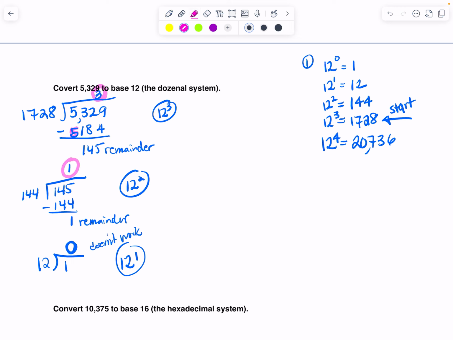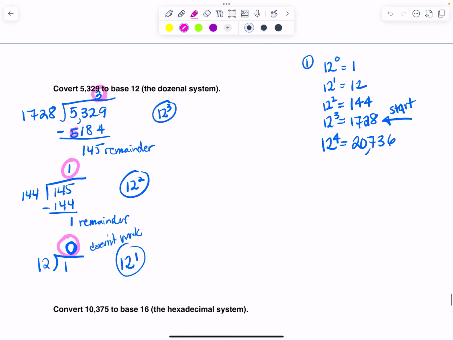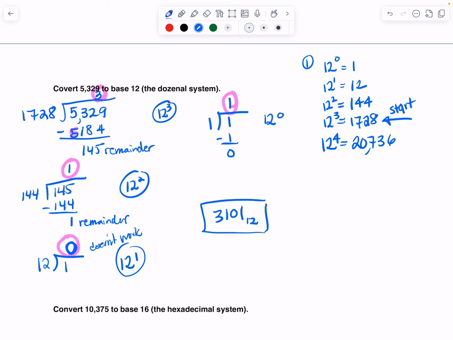Okay, so far I have 310, but I have to continue on. So I drop down to 12 to the zeroth position. Okay, so I still have that remainder of 1. So 1 and 12 to the 0 is 1. So 1 goes into 1 one time with no remainder. Okay, once you get down to the ones position, you're done. After that, 3101 base 12 is my answer.